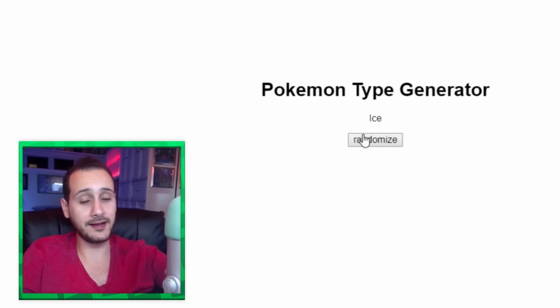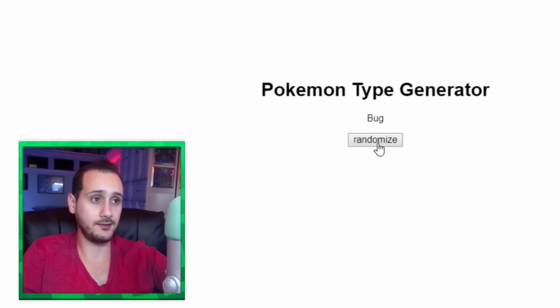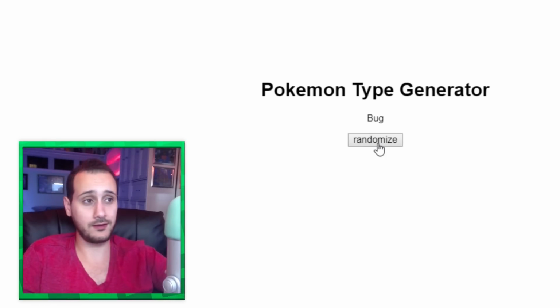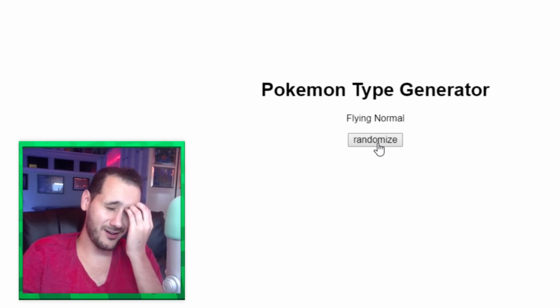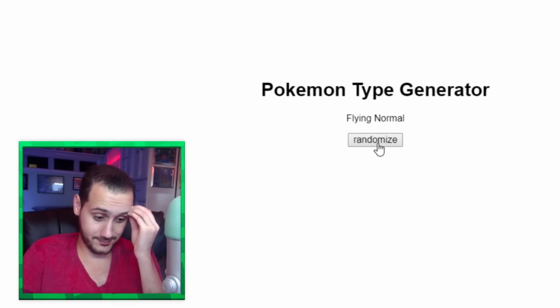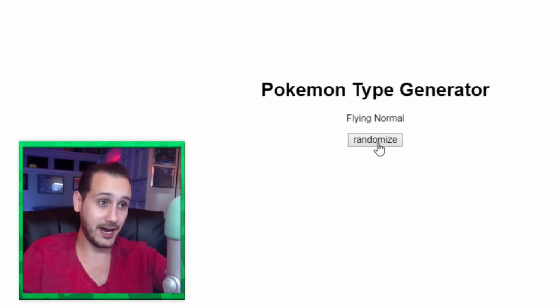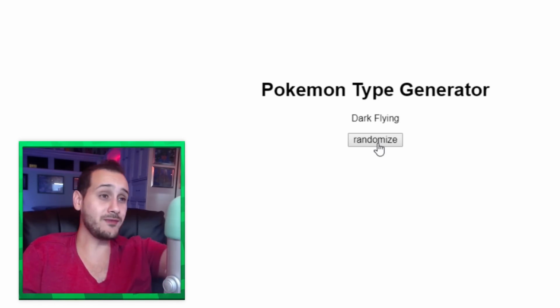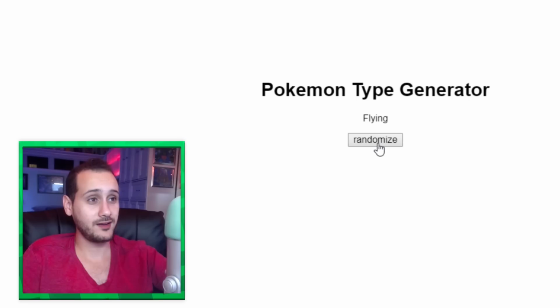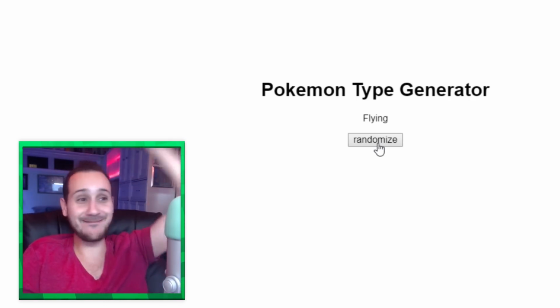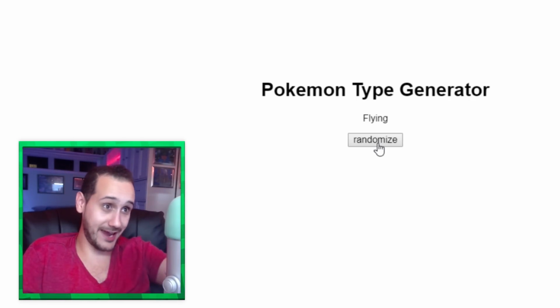Let's generate a type and see what this thing does. Bug, we can't do a bug civet. Flying! Oh my god. Why does this video exist? I can't do a flying normal type Civet. I am sorry. Stop giving me the flying types! What is this? This is not scripted, guys. This is just happening.